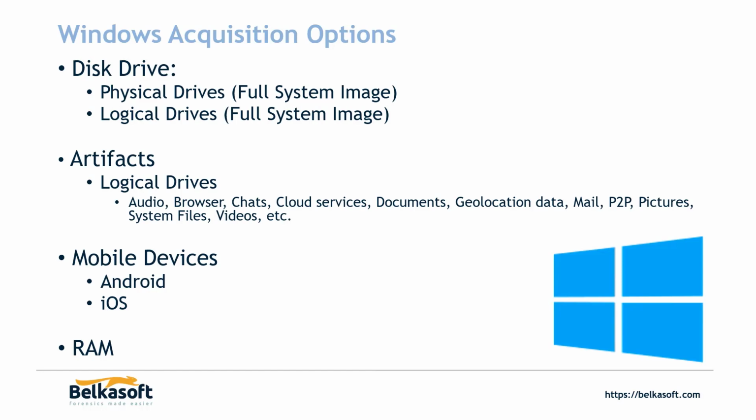The final option when it comes to a Windows acquisition type is RAM. You have the option to acquire memory from any endpoint that you deploy an agent to in the click of a button, which can be very handy.